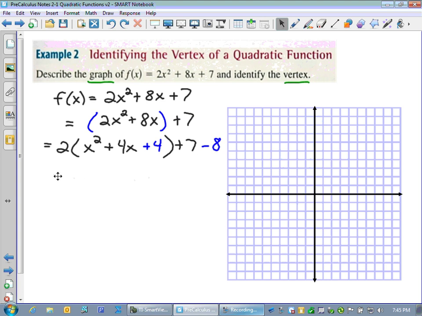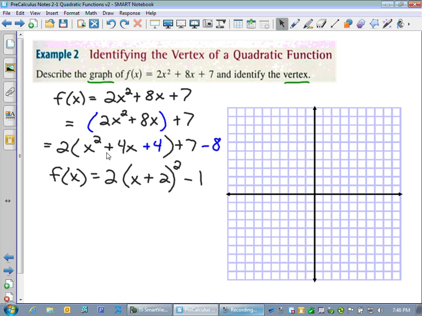So here, cleaning this up a little bit, we get f of x equals 2 times, and now this trinomial, I can now factor as a perfect square binomial. I know it's a perfect square because I made it a perfect square. That's what completing the square means. And the pattern for factoring a perfect square trinomial is very easy. You simply take the square root of the first term to give you your first term, the square root of the last term to give you your last term, and then the sign in the middle will be the sign in the middle. So that will be x plus 2. And then on the right side, positive 7 and negative 8 combine to be a negative 1.